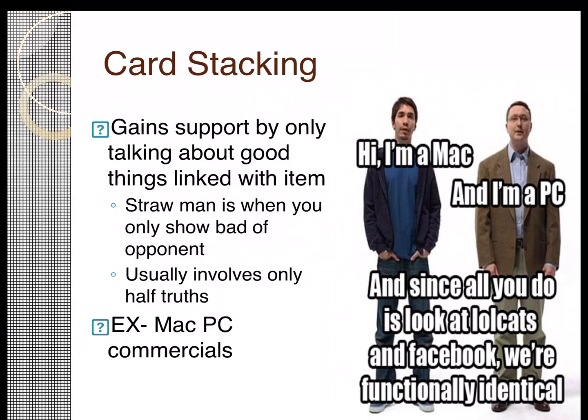In reality, they both do the same thing. You can get on the internet, you can email people, you can make videos, you can write papers. They support the same software, it just might look a little different. Right? So this commercial was using card stacking. By only talking about the great things of the Mac and ignoring all the good things of a PC, it tried to influence people to buy their product over the other.